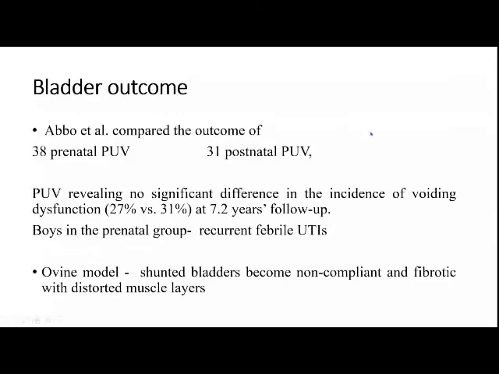When you come to the bladder outcome, this study compared the outcome of 38 prenatal PUV and 31 postnatal posterior urethral valves. There is no significant difference in the incidence of voiding dysfunction at 7.2 years of follow-up. But in boys in the prenatal group, there is presence of recurrent febrile UTIs even after ablation. In bladder outcome in the ovine model, shunted bladders become non-compliant and fibrotic with distorted muscle layers, seen in chronic obstructive uropathy.